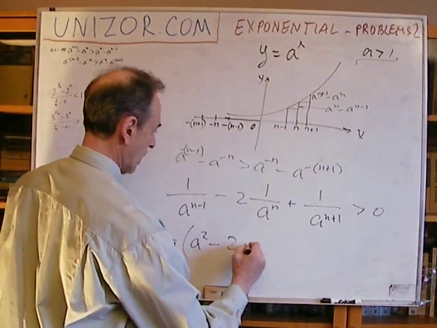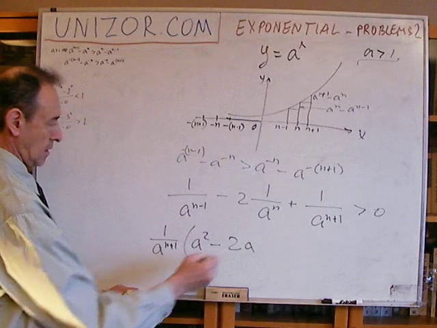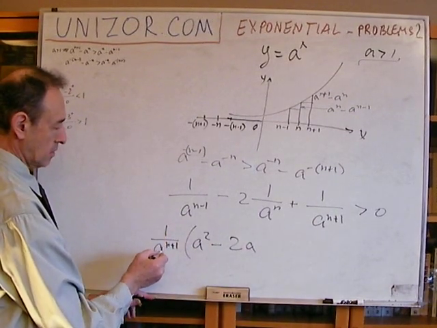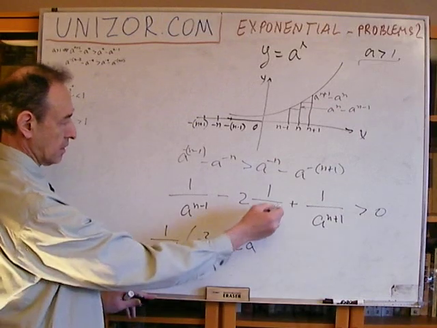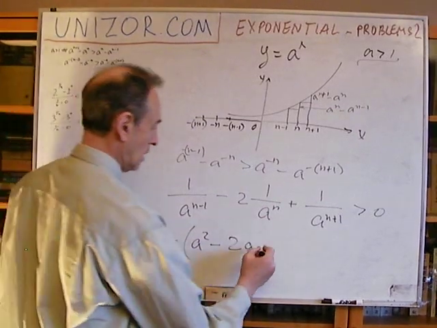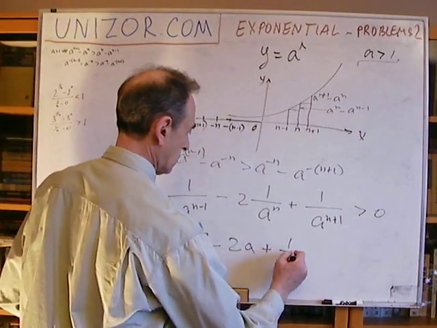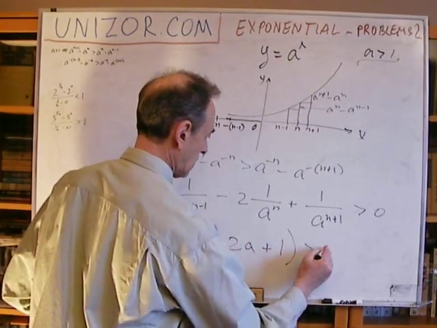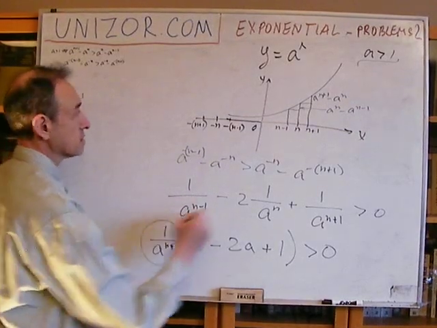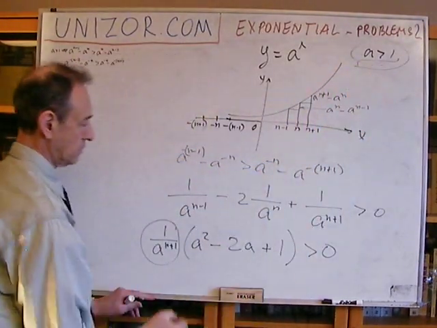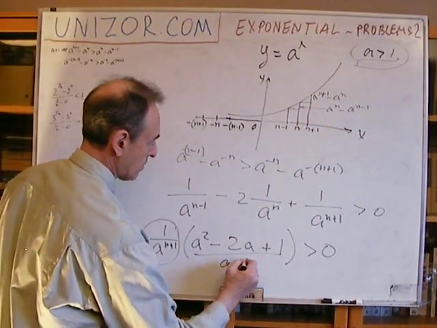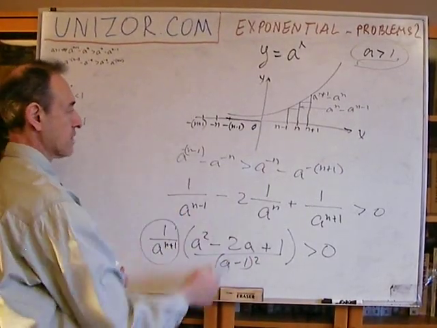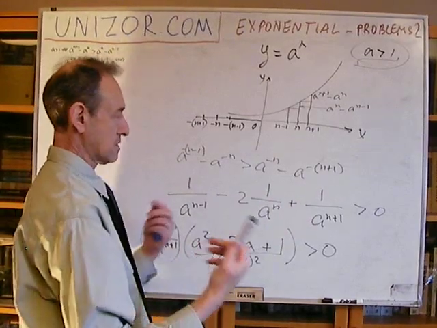Minus 2a, a times a to the power of minus n plus 1 would be a to the power of minus n plus 1. And again, this is positive, and this is the same a minus 1 square. So everything is reversible, so this is proven as well.